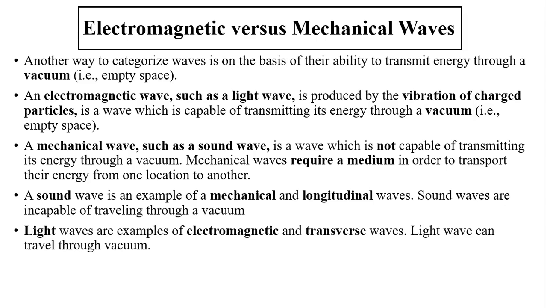Like sound wave, sound wave cannot be transmitted in vacuum at all. A sound wave is an example of a mechanical wave and longitudinal wave. So sound waves are incapable of traveling through vacuum. On the other hand, light waves are examples of electromagnetic and transverse waves. So light wave can travel through vacuum.